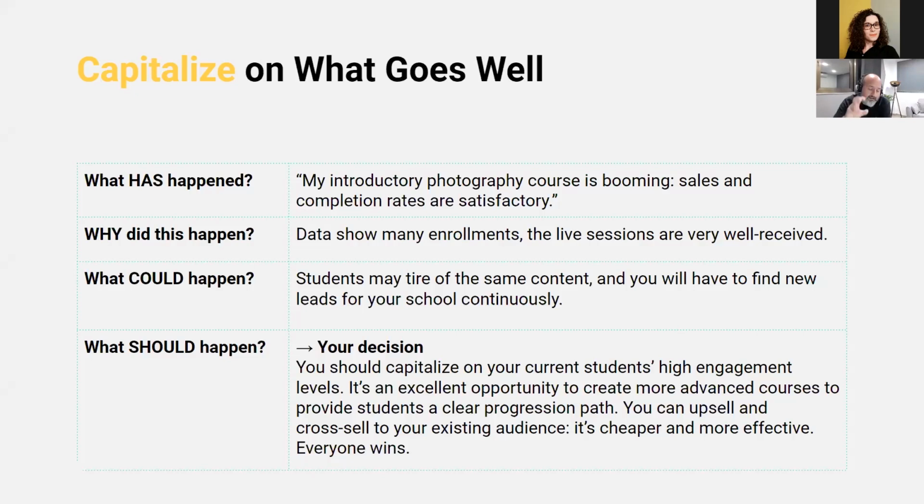So here we built again on the four levels of insights that we mentioned before, the descriptive all the way up to the prescriptive. So let's say what has happened. What are the basic things that we get out of a report? Our introductory photography course is booming. Sales and completion rates are satisfactory. So these are some basic numbers that we see.